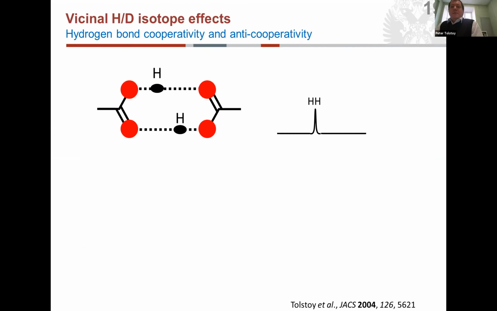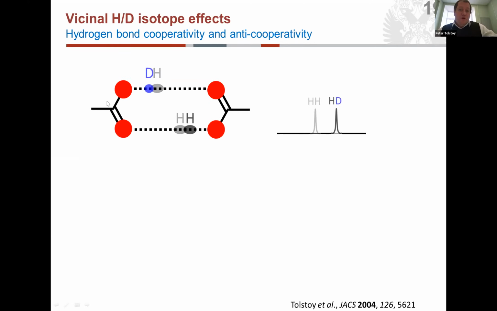Okay, so the second trick that we have used is the partial HD substitution. Consider this schematically drawn cyclic dimer of a particular acid. Now, there are two protons which are perfectly equivalent and give rise to one signal in the NMR spectrum. Now, if I change one of the protons for a deuteron, I would change the geometry of my dimer, and the remaining proton will resonate at a different chemical shift. So this effect is called the isotope effect, the HD isotope effect. So the appearance of the second signal can be the signature of a cyclic dimer.